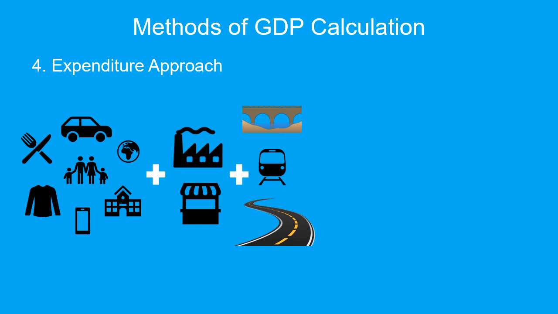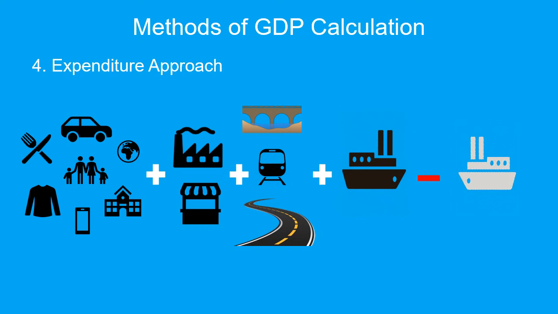But since the entire production in an economy is not necessarily consumed inside the economy, the amount of total exports for the period under consideration is added, and the amount of total imports is reduced. This is how the gross domestic product is calculated under the expenditure approach. This method is mostly used in the developed countries.